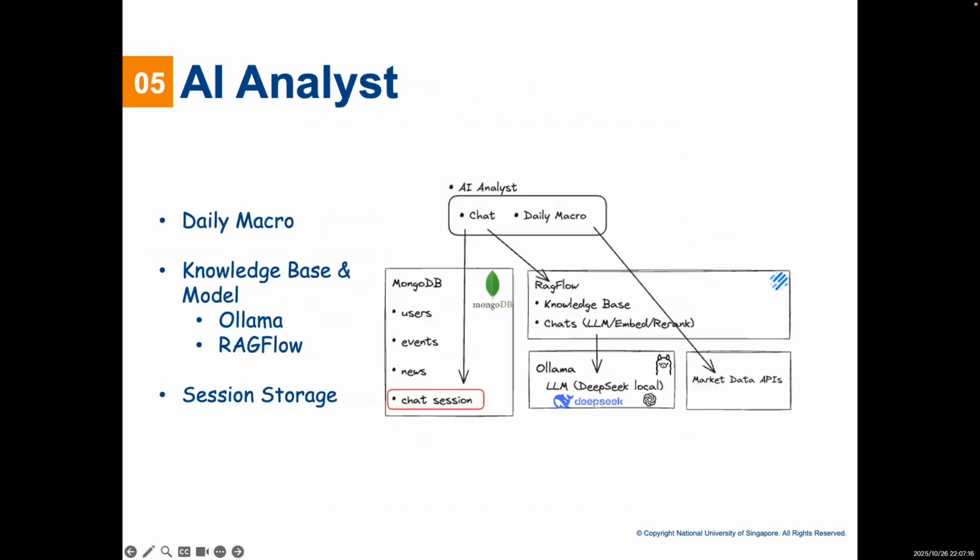The AI Analyst module integrates RAGFlow and Ollama to provide retrieval augmented generation, financial reasoning, and personalized macro insights. All chat sessions and user interactions are stored in MongoDB, ensuring contextual continuity and persistent session memory. It is connected to market data APIs for real-time metrics with live financial information.